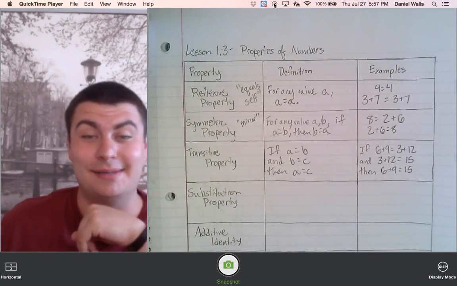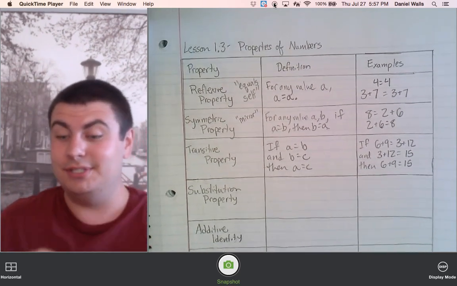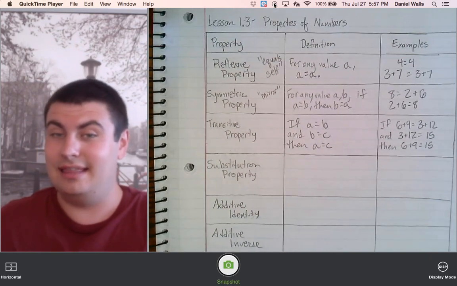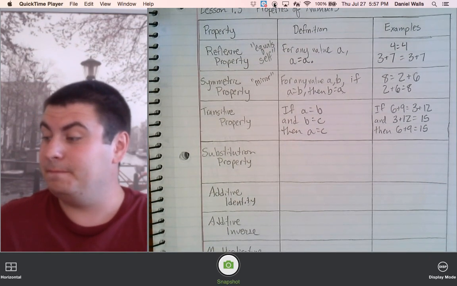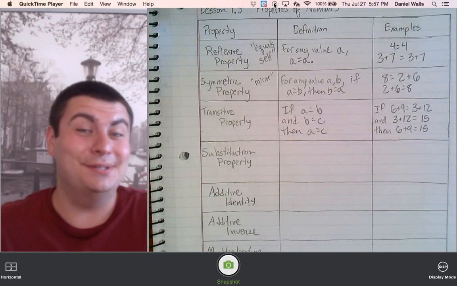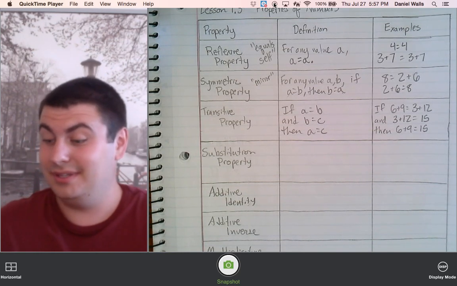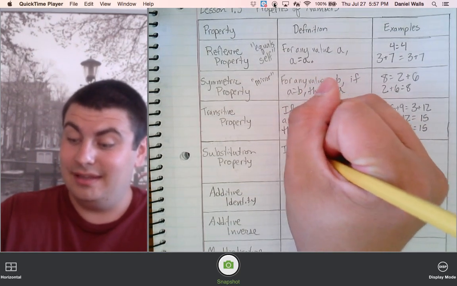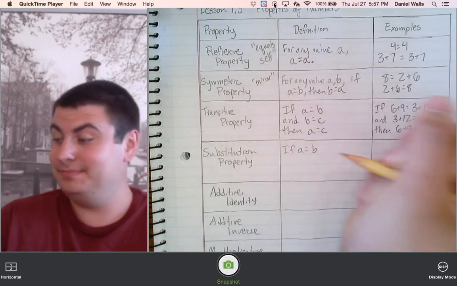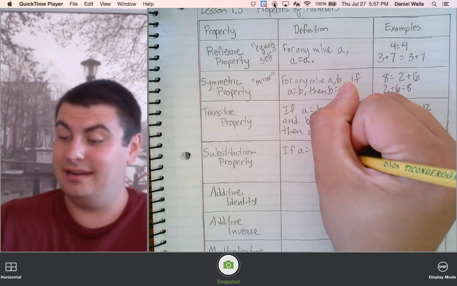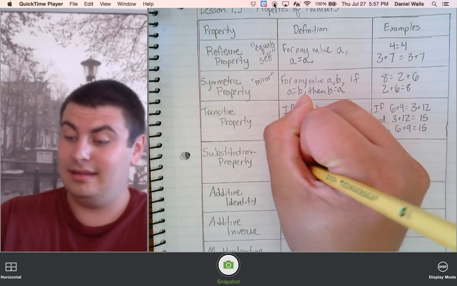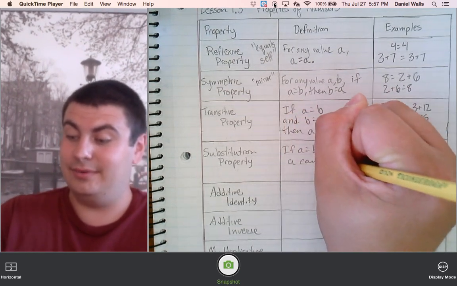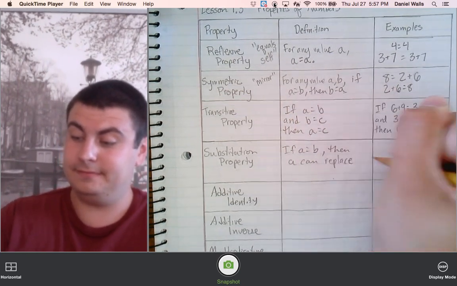All right, moving on to the substitution property. The substitution property says that a quantity can be substituted for something equal to itself. So if a equals b, then a can replace b.